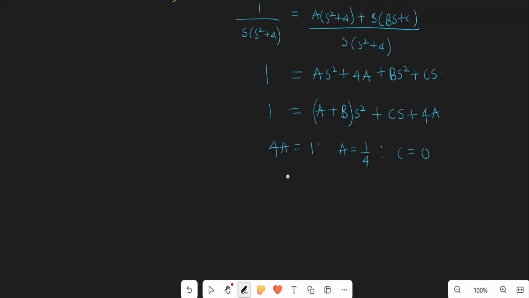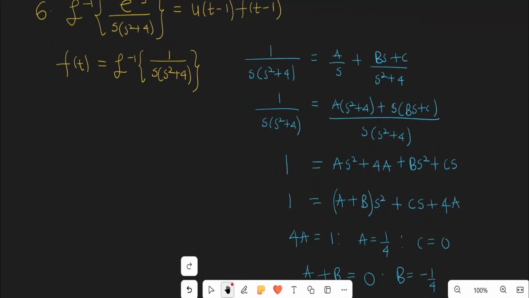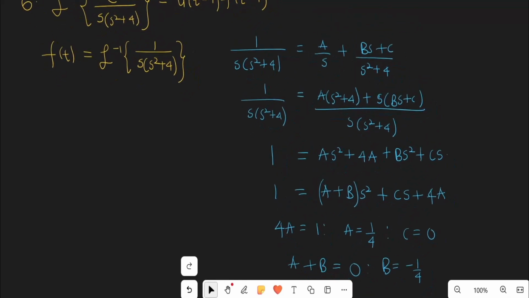And a plus b is equal to 0 as well, because the coefficient of s squared is 0. So when a plus b is 0 and a is 1 over 4, that implies that b is equal to negative 1 over 4, because the two must sum to 0. Now that we have a, b, and c, we can go back to our equation and then we can just plug them in. So let me do it here.